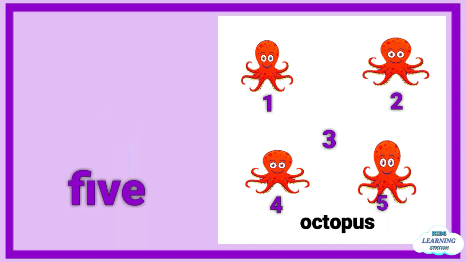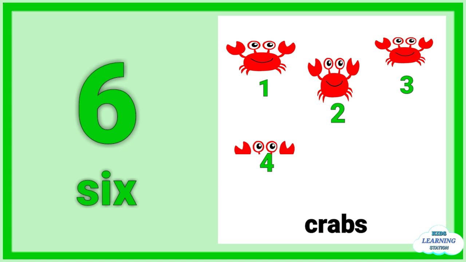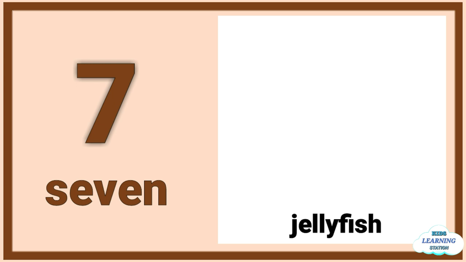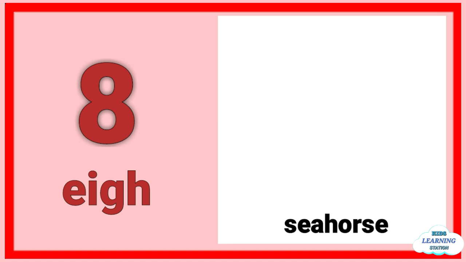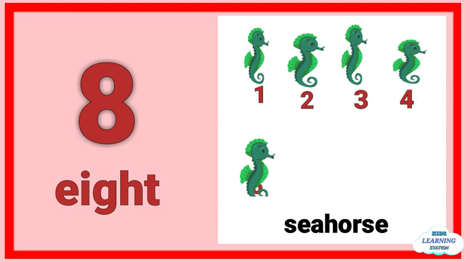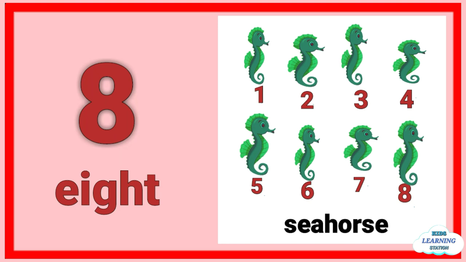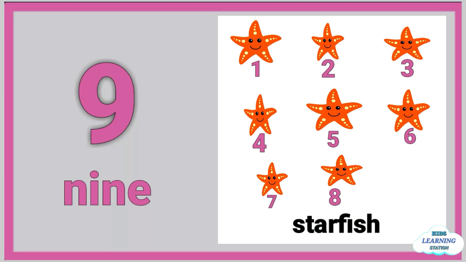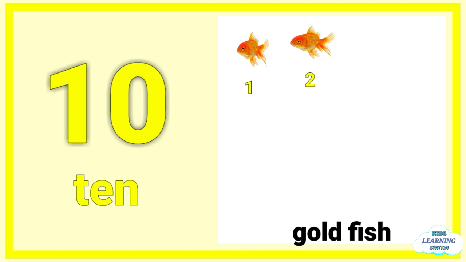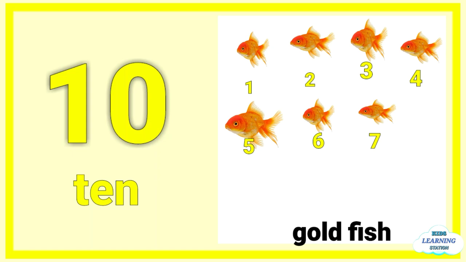6. 1, 2, 3, 4, 5, 6 crabs. 7. 1, 2, 3, 4, 5, 6, 7 jellyfish. 8. 1, 2, 3, 4, 5, 6, 7, 8 seahorse. 9. 1, 2, 3, 4, 5, 6, 7, 8, 9 starfish. 10. 1, 2, 3, 4, 5, 6, 7, 8, 9, 10 goldfish.